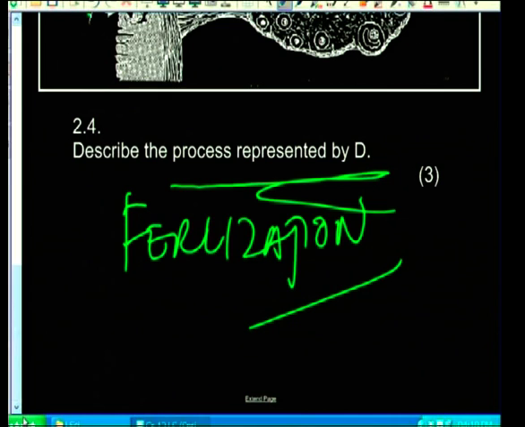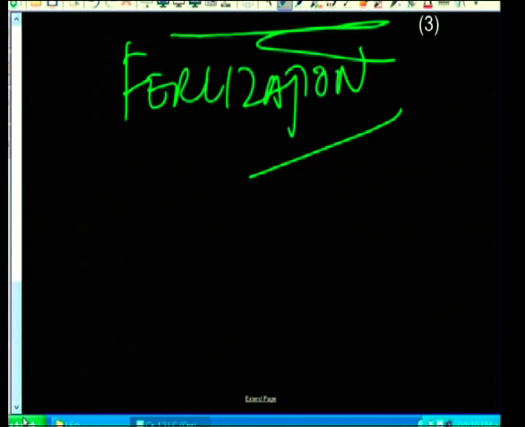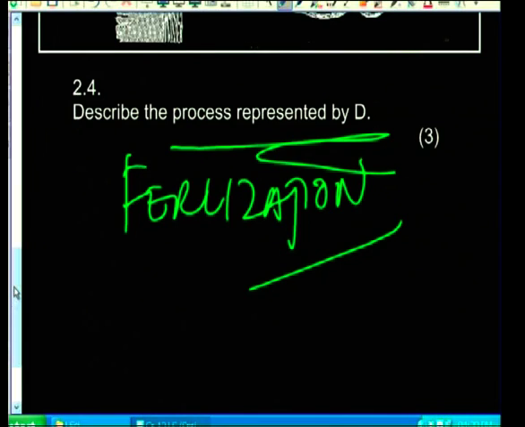Describe the process, but they don't want you to say it. They want you to describe it. And see how quickly you could get caught here. Lucky I looked at the mark allocation and I went back to the question. It says describe. You could get caught here and you just write fertilization, you can get 1 mark for it. They want you to describe the process. Look at the verb in the question all the time.